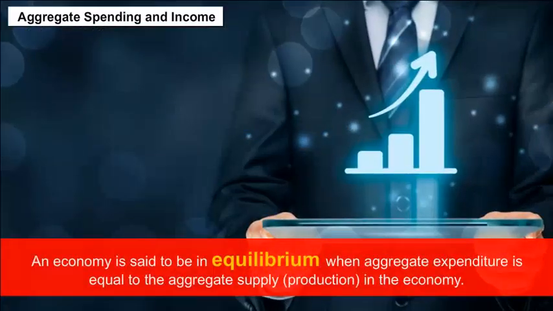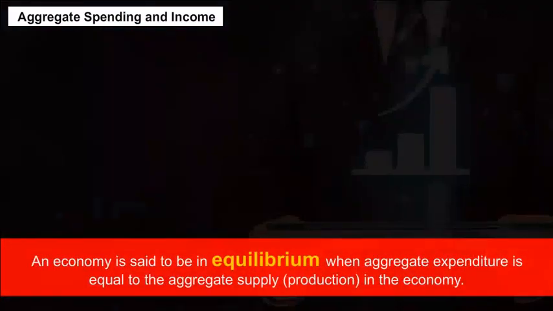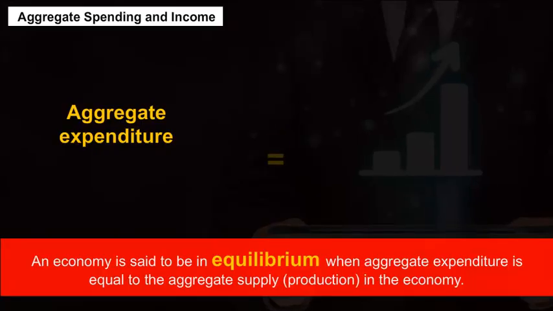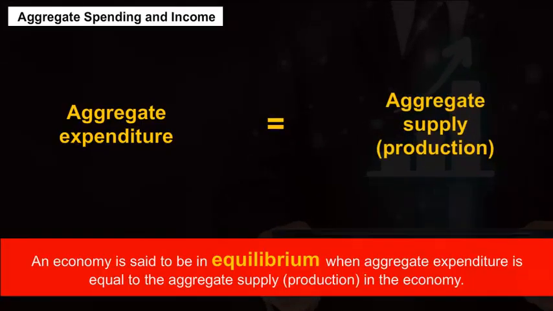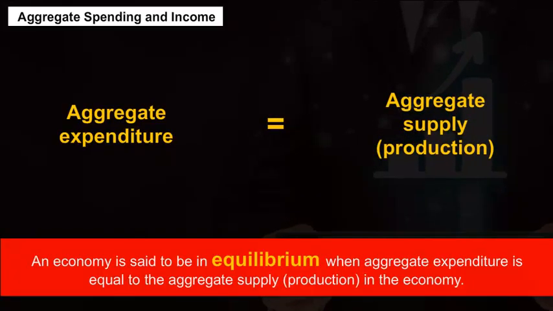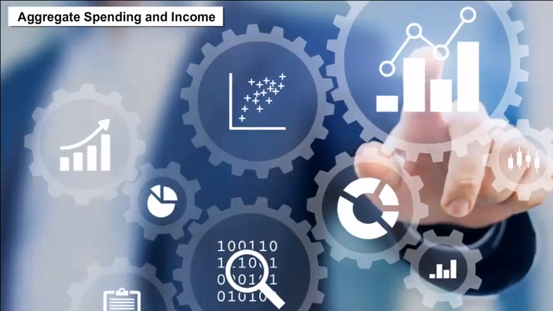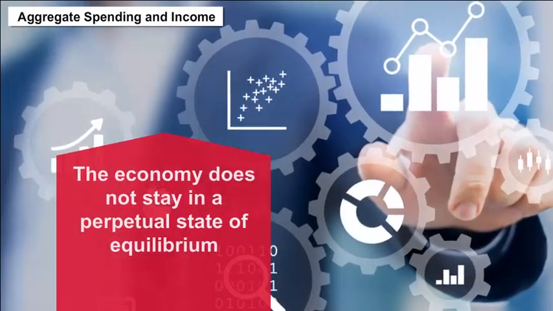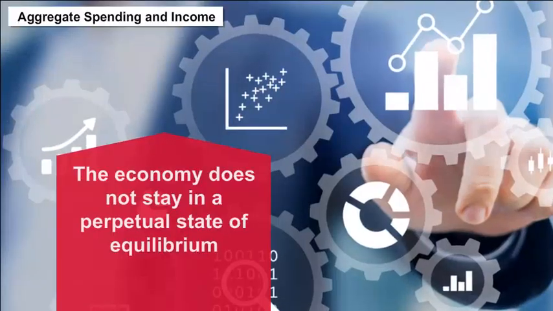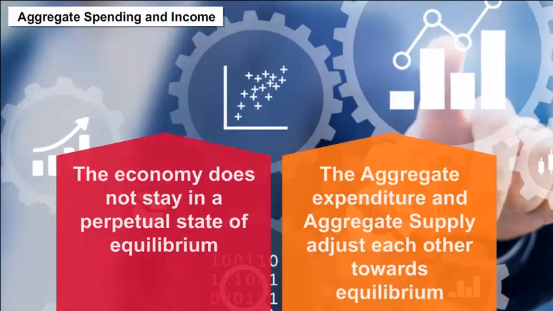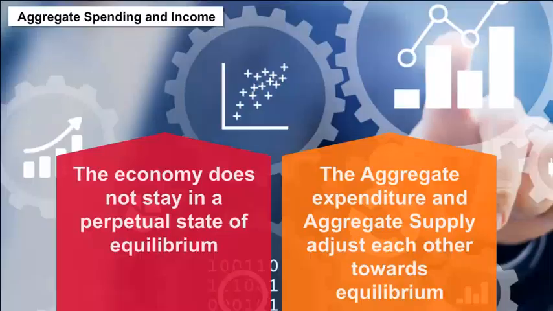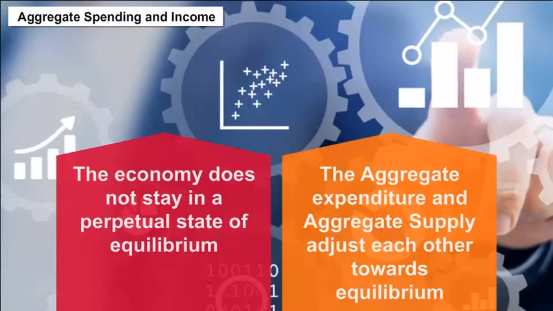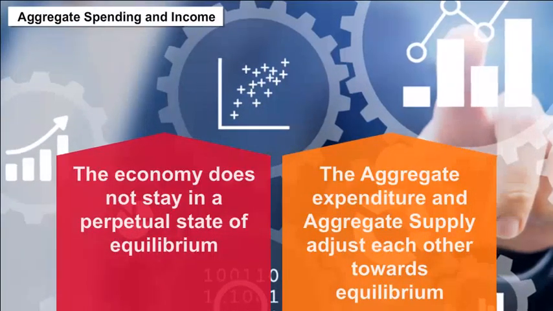An economy is said to be in equilibrium when aggregate expenditure is equal to the aggregate supply, production in the economy. According to Keynes, the economy does not stay in a perpetual state of equilibrium, but the aggregate expenditure and aggregate supply adjust each other towards equilibrium.